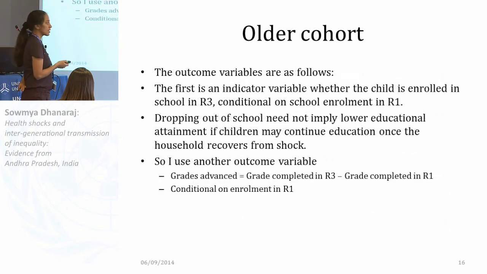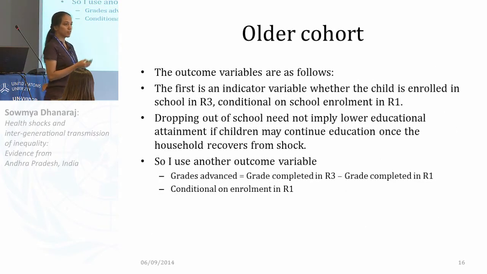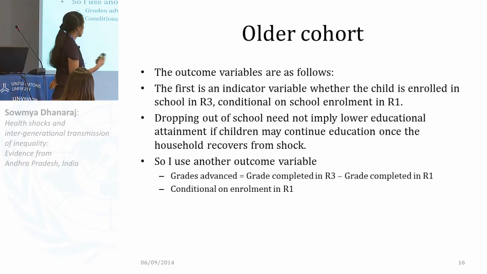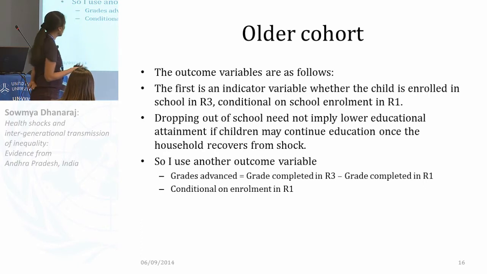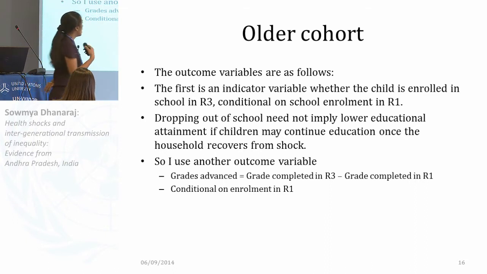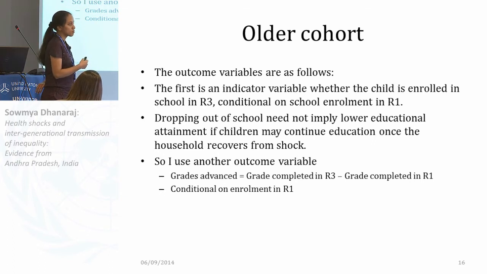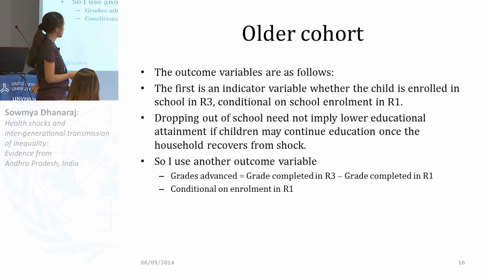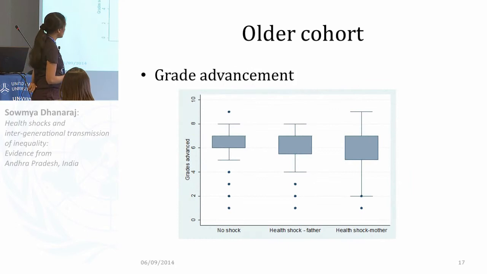Now for this, again, I construct 2 outcome variables. One is an indicator variable that takes value 1 if the child continues to go to school, and 0 otherwise. But dropping out of school might not necessarily mean that there is lower educational attainment, if the child is able to go back to school once the household recovers from the shock. So I'm using another variable in terms of grades advanced, that is grade completed in R3 minus grade completed in R1.